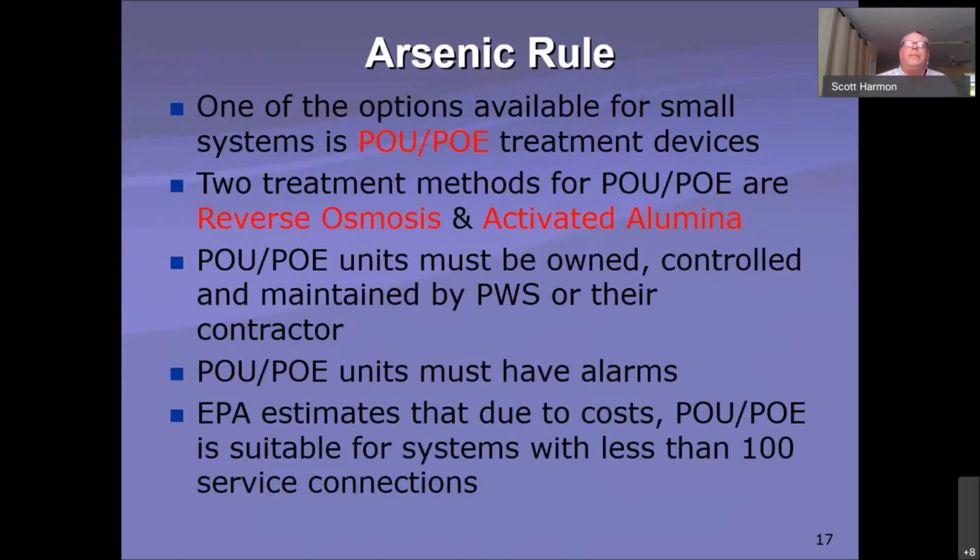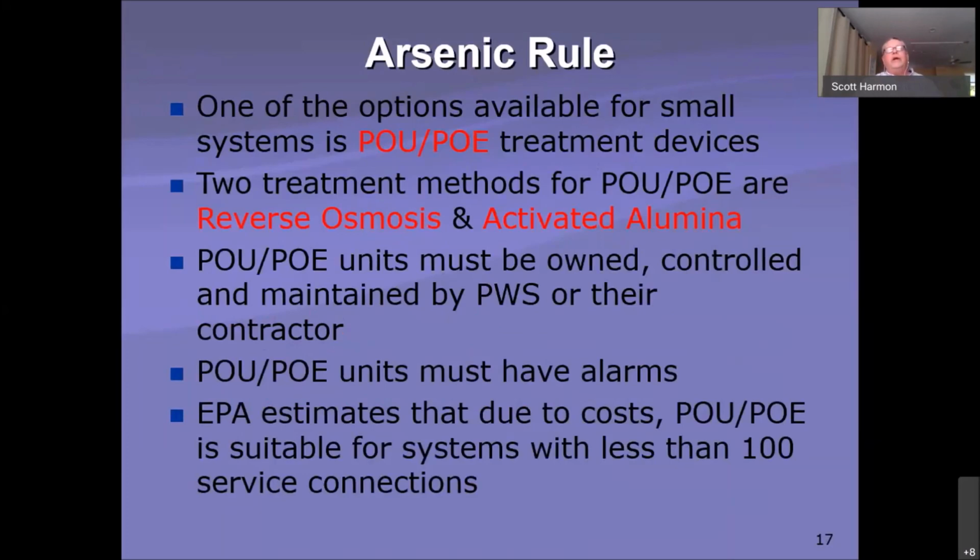So here were some different rules that came in with it. One of the options available were systems of point of use or point of entry treatment devices, and we'll talk about some of those in this class. Two treatment methods for that point of use or point of entry were reverse osmosis or activated alumina.